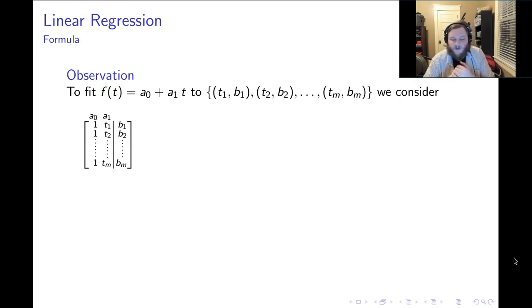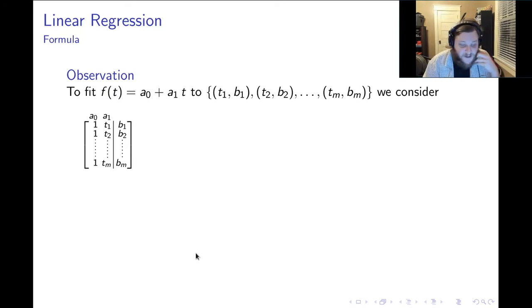Now, I want to point out that this can be done in complete generality. Let's say that we were looking at the problem of fitting a line f of t equals a0 plus a1 times t to m data points, t1, b1, t2, b2, up to tm, bm. Well, think about what would have to happen if the line fit the data perfectly. So if every single data point was on one line.